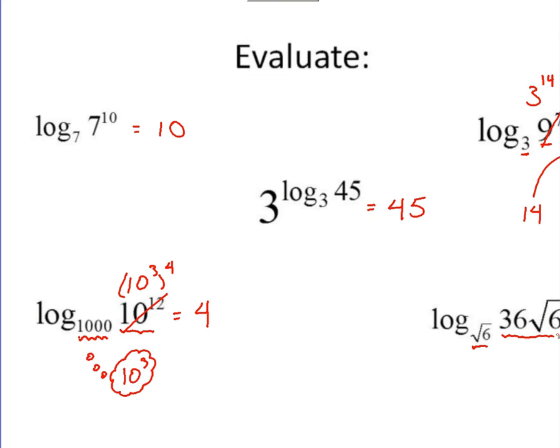Well, since I'm dealing with kind of a base 6 idea, maybe I should look at this 36 as 6 to the 2nd. As long as I'm looking at exponents, because I know that's how I'm going to get to my answer, maybe I should look at this square root of 6 as 6 to the 1/2. You multiply that together, you've got to add those exponents, right? So if I multiply that together, I've got 6 to the 2 1/2, which is 6 to the 5/2.